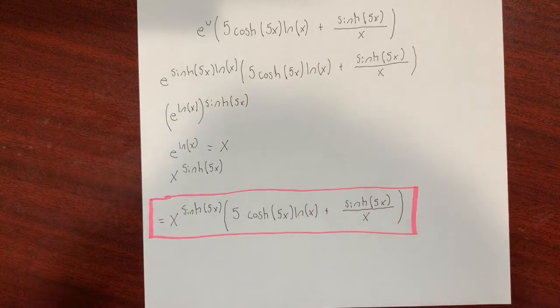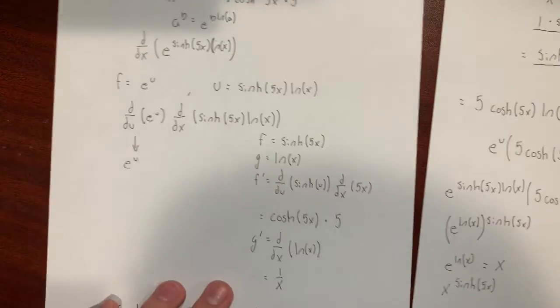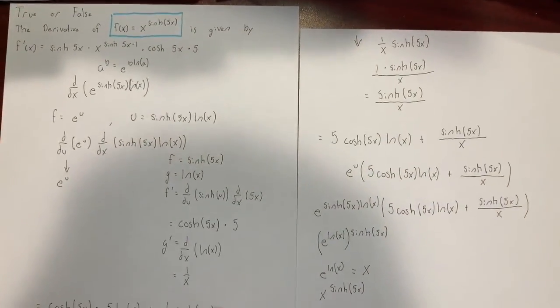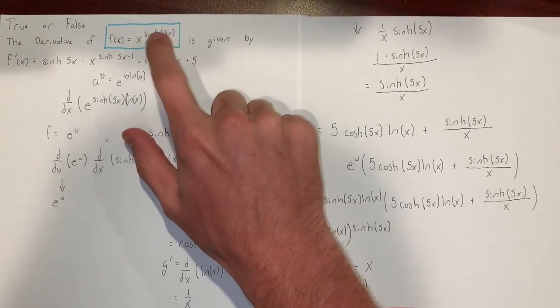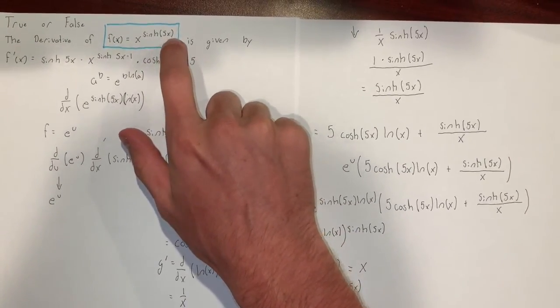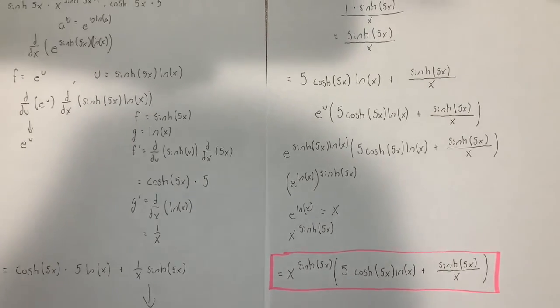I'll bring back this other piece of paper. And you can see that this is false because for the function x to the power of sinh of 5x, the derivative is this. All right, thank you.